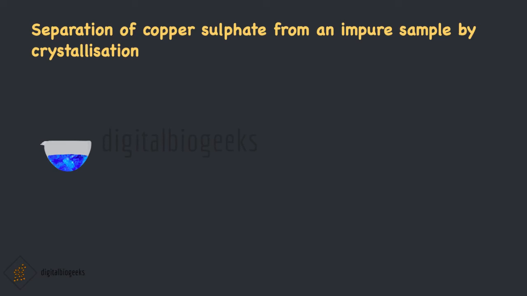Take around 5 grams of impure copper sulphate in a china dish. Add some water to it so that the copper sulphate gets dissolved. Add some more copper sulphate and continue adding till no more copper sulphate can dissolve in water. That means now we get a saturated solution. Filter the impurities through a filter paper and now keep the solution on flames.